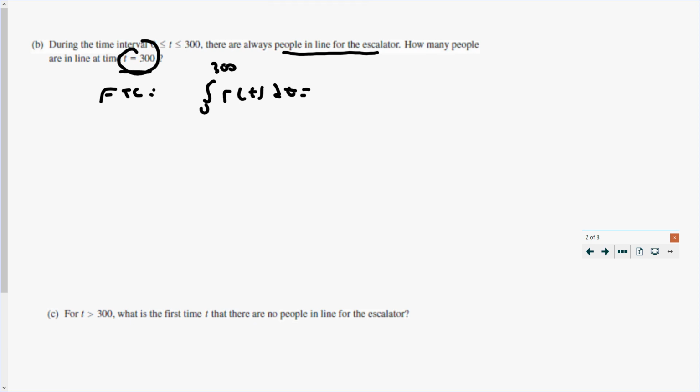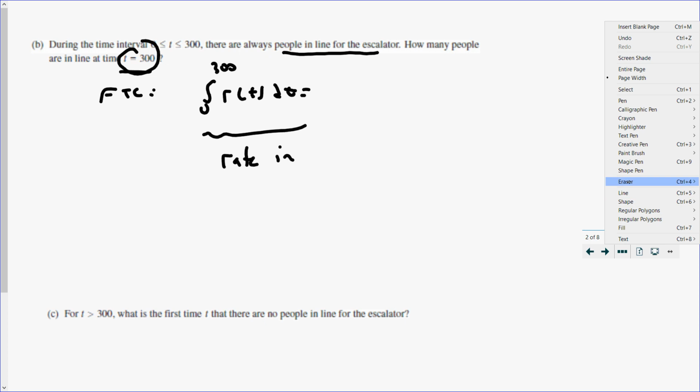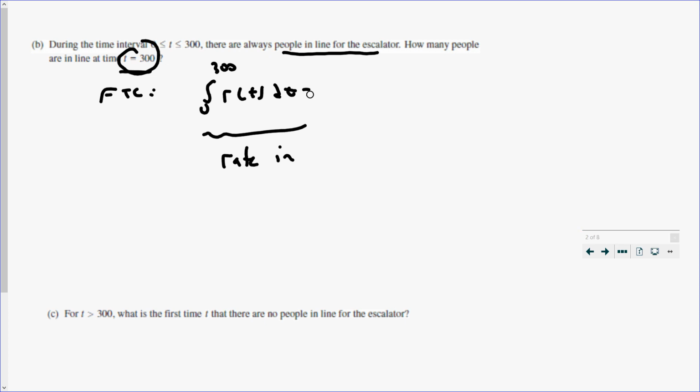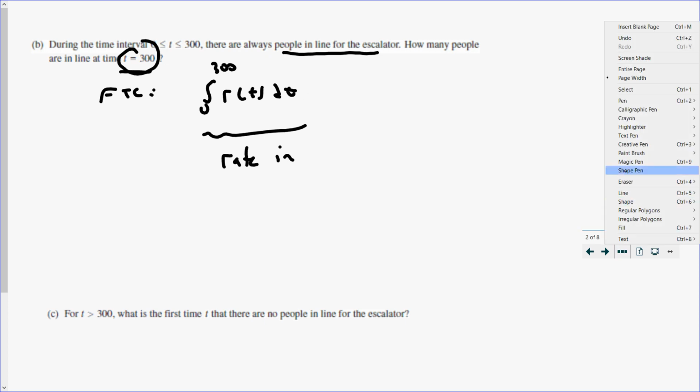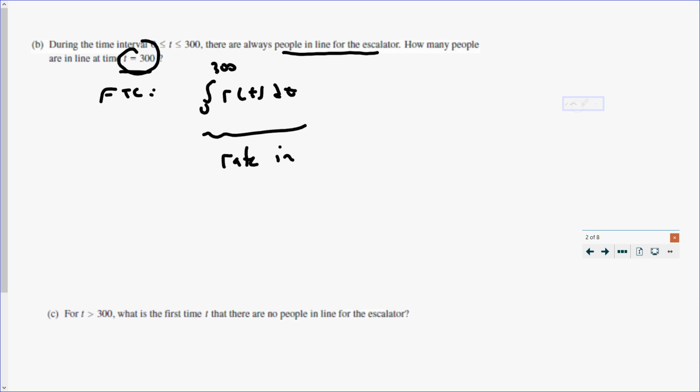Now, to do this, we do have a little bit of change right here, because this is the rate going into the escalator. But you got to remember, we also have people leaving the escalator. So it's not quite as simple as a normal FTC, because we also have to consider the people leaving. So we're going to subtract.